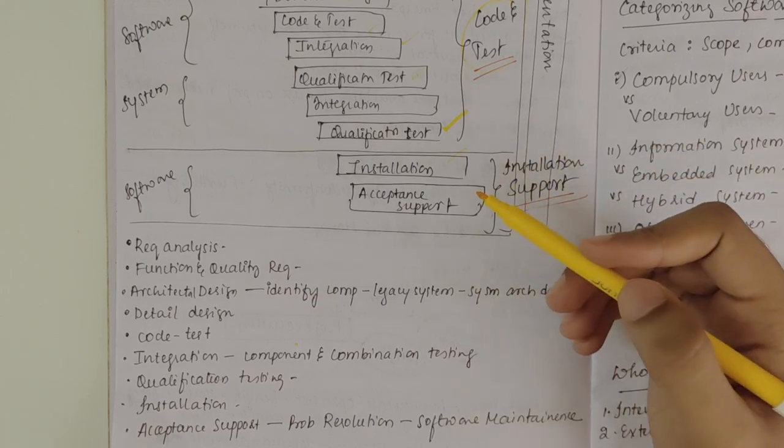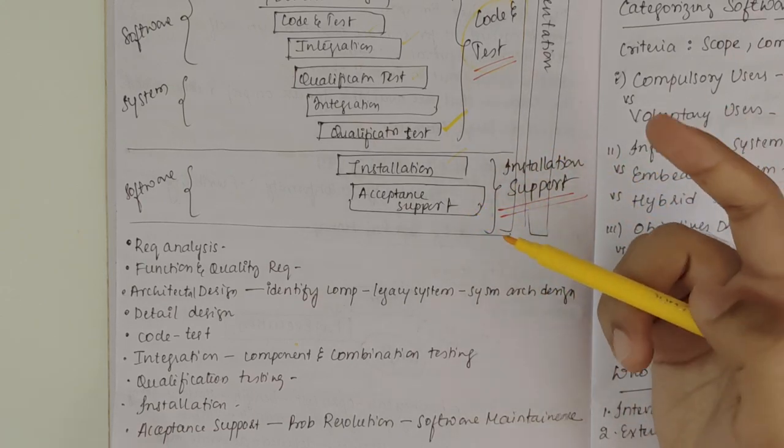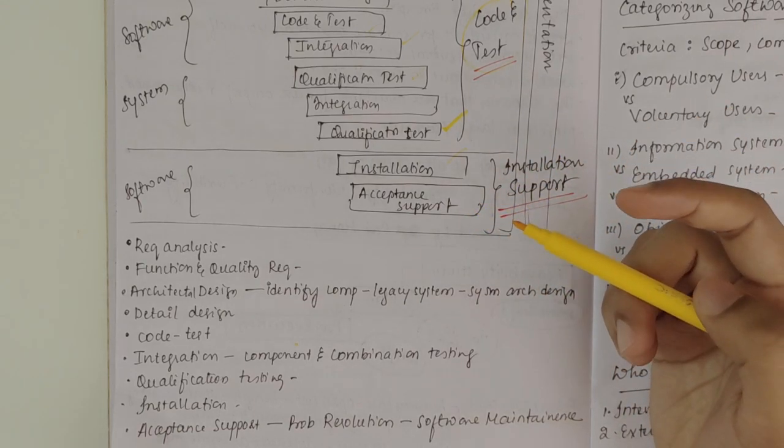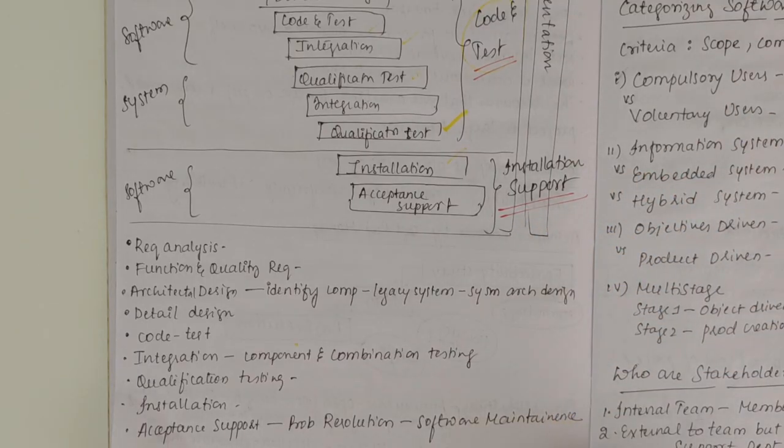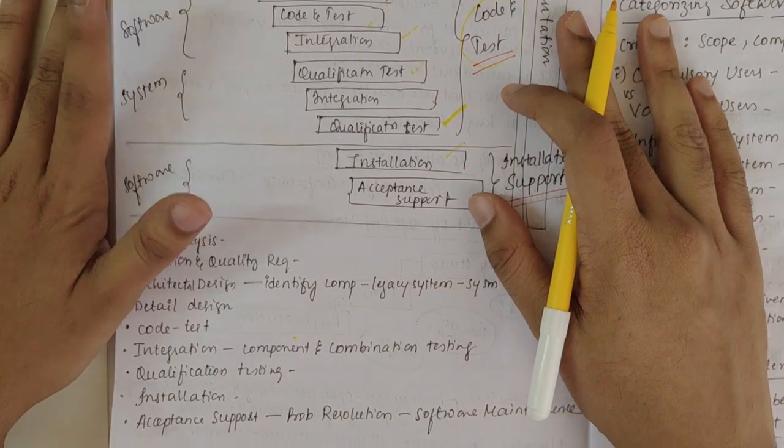So then we have the acceptance support. Acceptance support is, if there is any problem coming up, we should resolve it. And time to time, software maintenance and upgrading is also required. So this was about the sequence of software development activities.